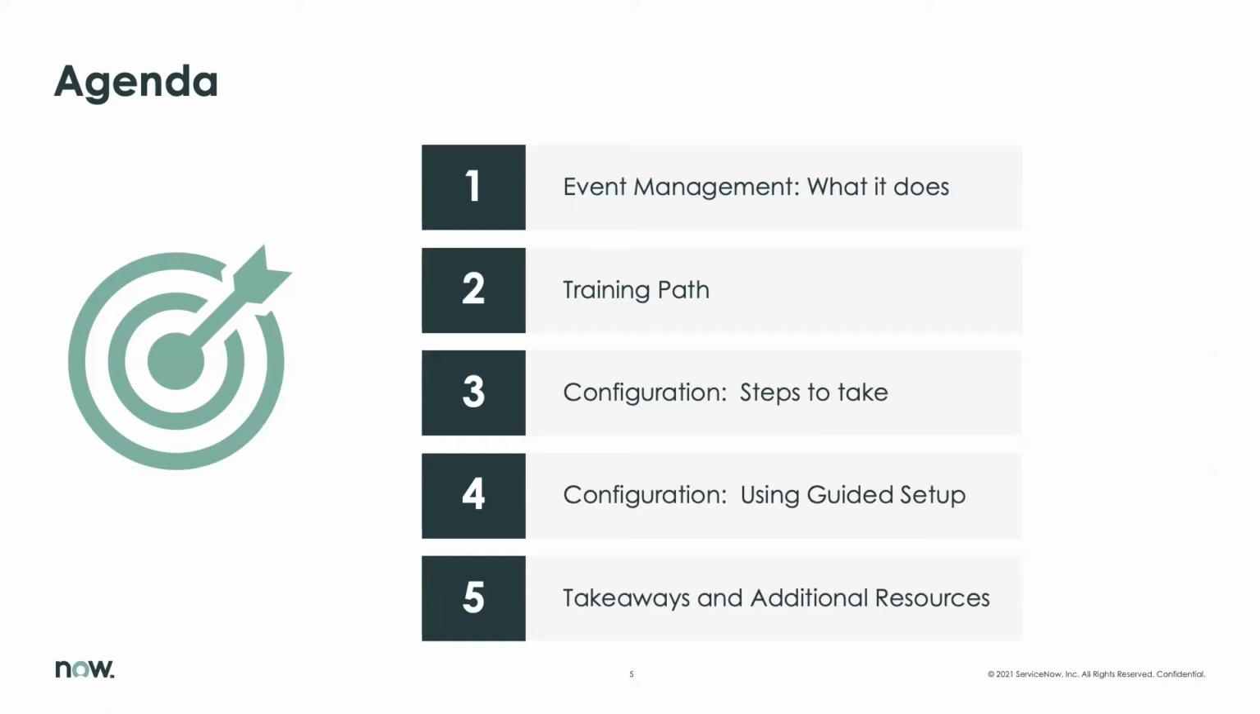And then we're going to spend the bulk of the time talking about configuration. So both the manual steps, there's about 6 of them that need to be taken to configure event management and tailor it to your environment. We're going to walk through each of those and what they entail. I'll show you those steps in my demonstration environment. And then we'll talk about guided setup as well to take a quicker approach to getting all those things configured.